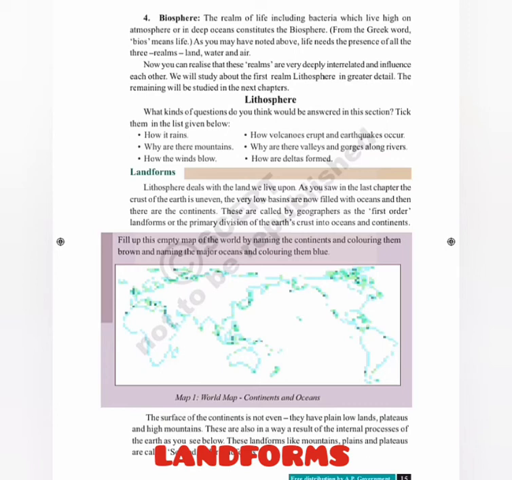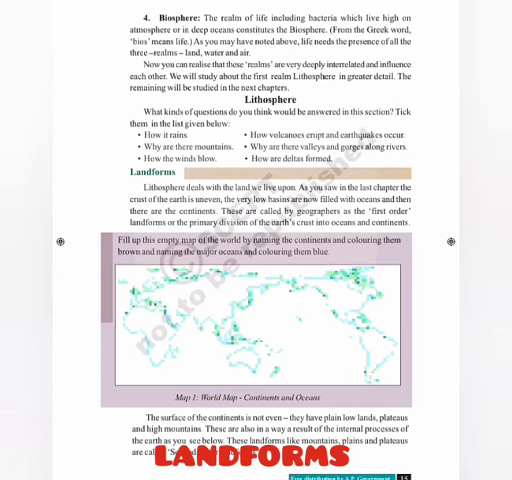As I taught you, the surface of the continents is not even. They have plain lowlands, plateaus, and high mountains. Because of the internal processes of the earth, these landforms were formed. They are mountains, plains, and plateaus. They are called second order landforms by geographers.